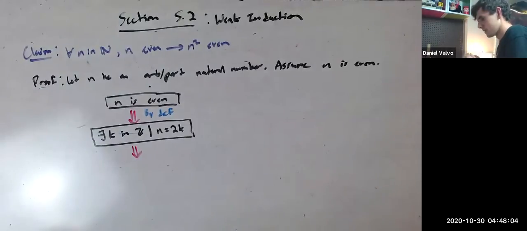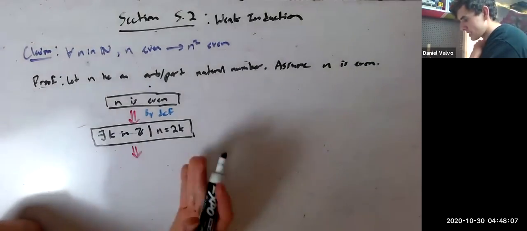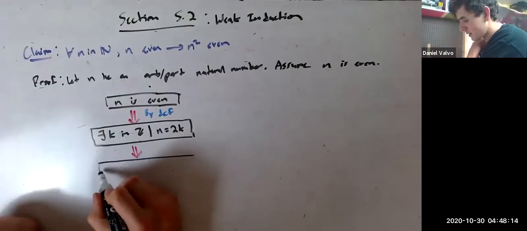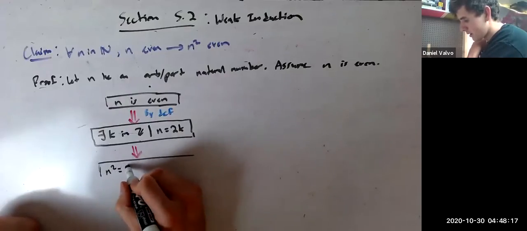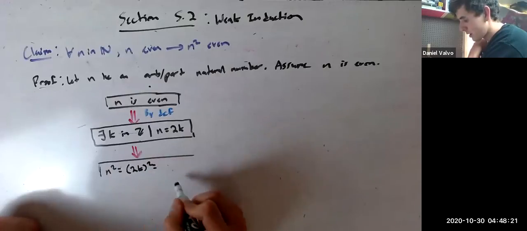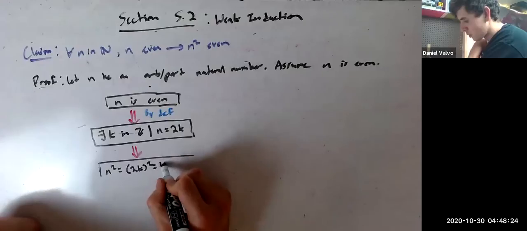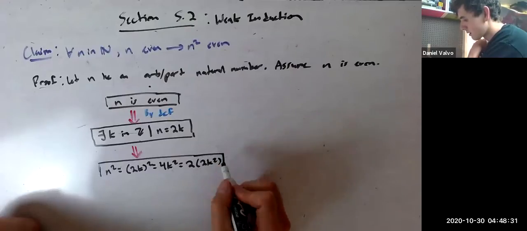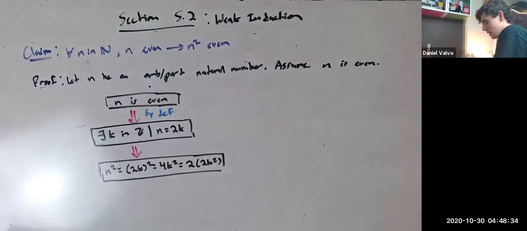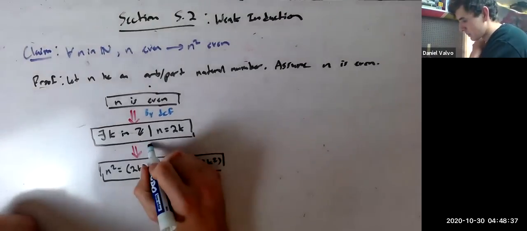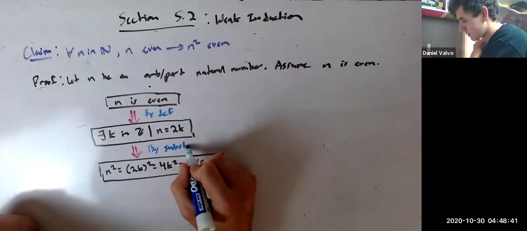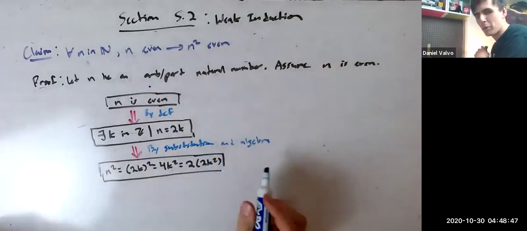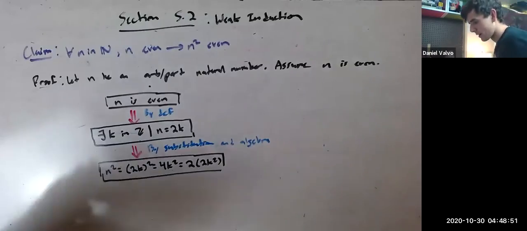Now, if there exists a k in the integers so that n equals 2k, we're trying to show n squared is even, that means that n squared just equals what? (2k) squared, which equals 4k squared, which equals 2 times 2k squared. And this is true by substitution and algebra. In an actual proof, you put more than this, but we're trying to get the form here.